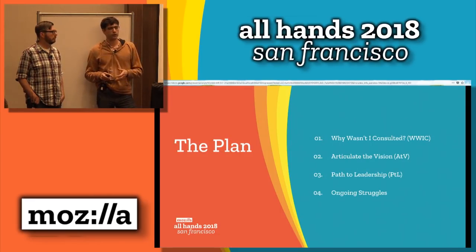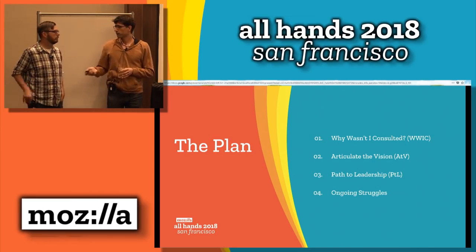From here, I'm going to hand it over to Aaron, and he's going to talk about the first 2 sections, why wasn't I consulted and articulate the vision. Each of these sections is a little catchphrase that we've come up with that summarizes some of the lessons that we've learned. And then I'll talk about the path to leadership, and we'll finish up. So here you go, Aaron.